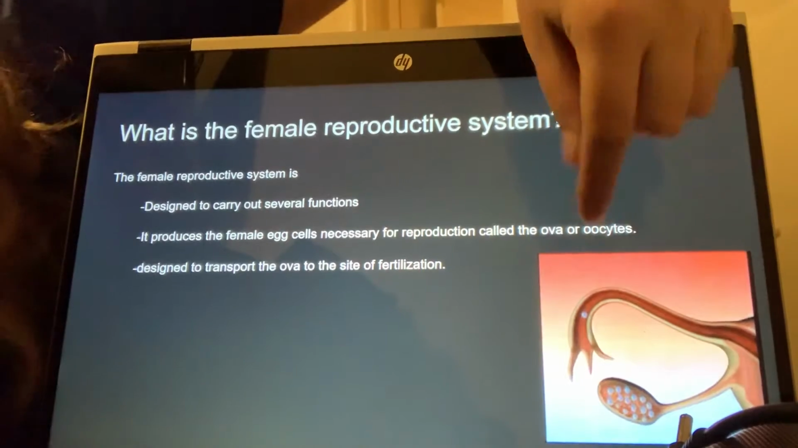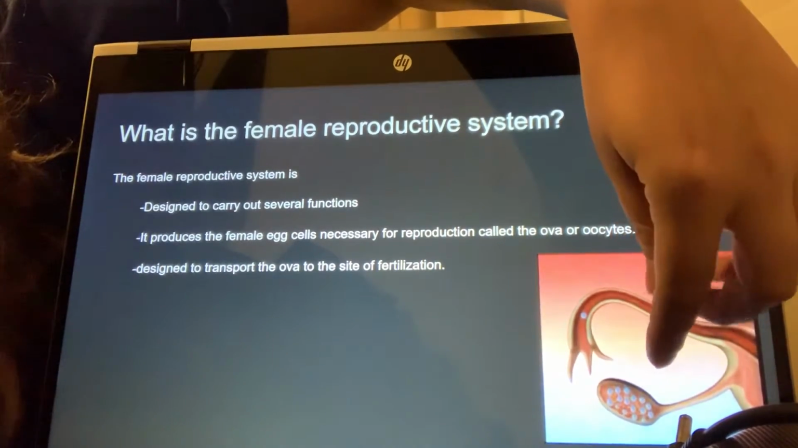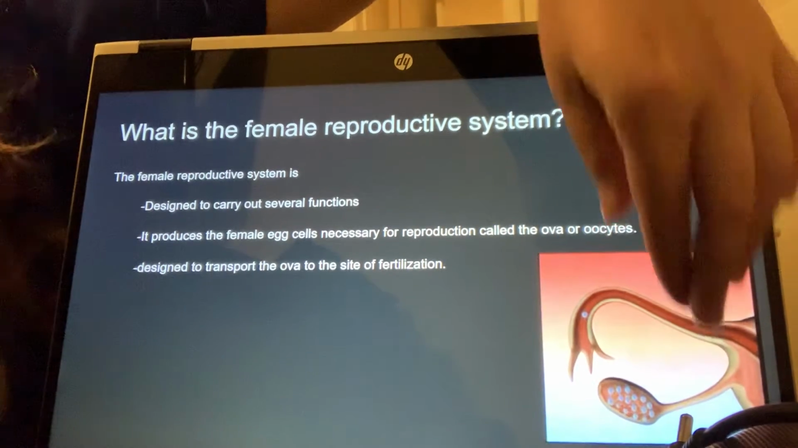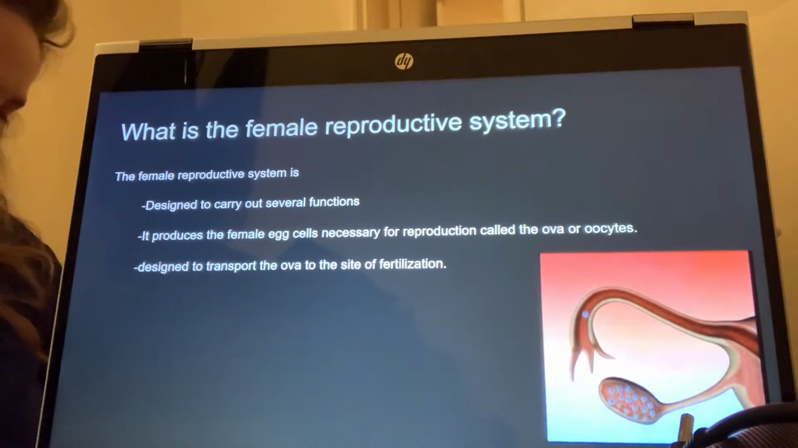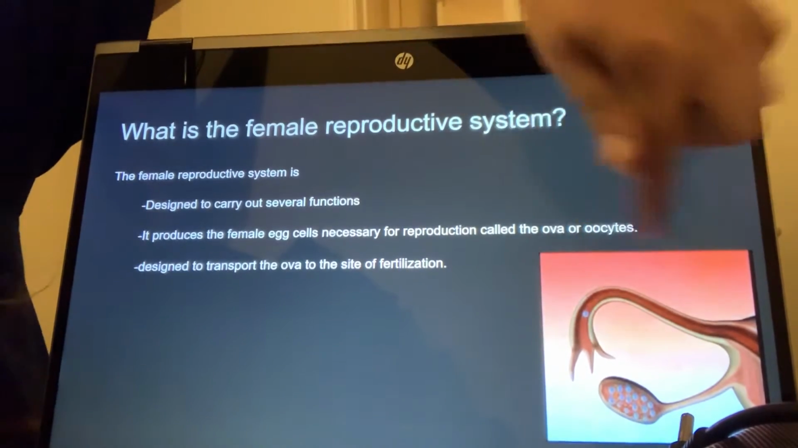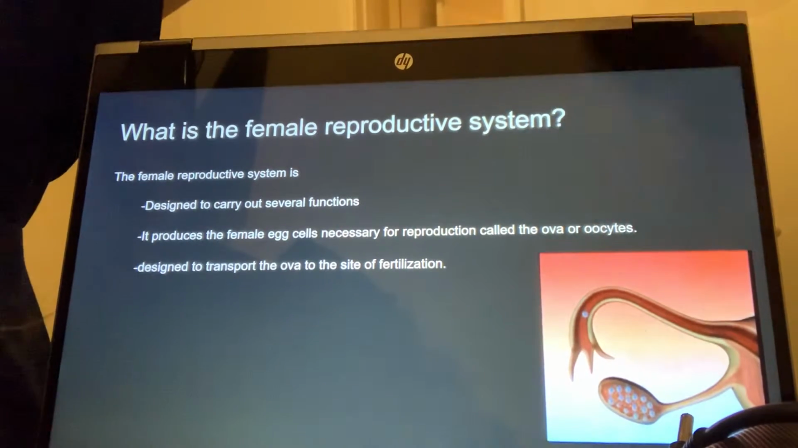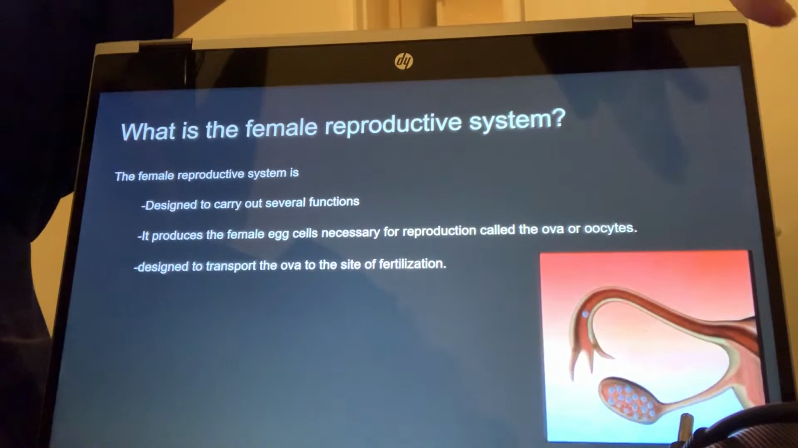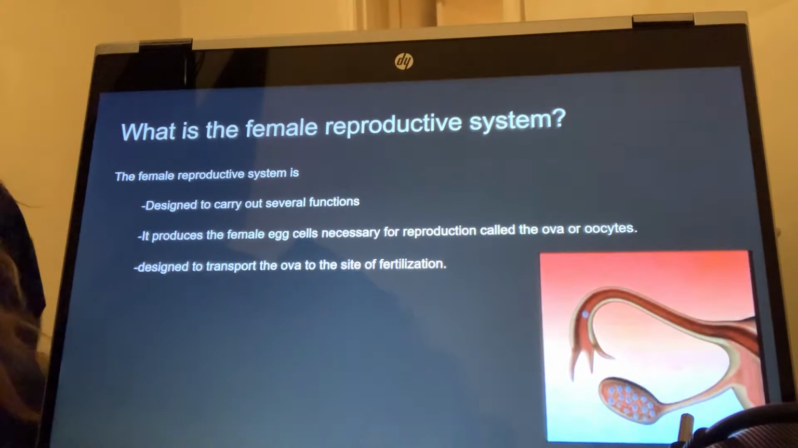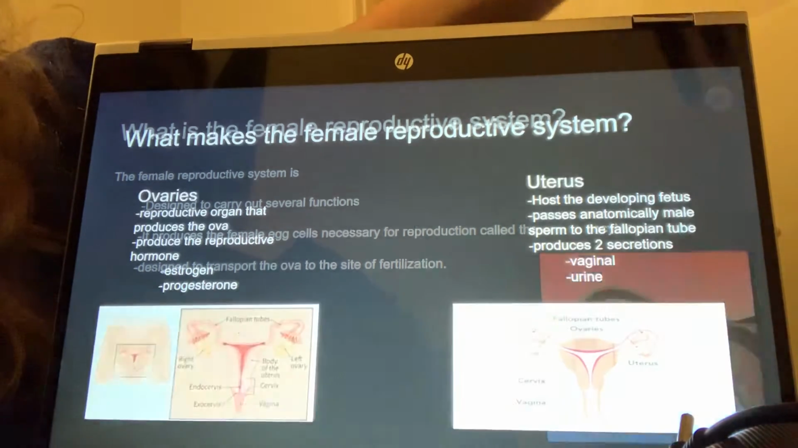This picture over here is the ovary, which is releasing the egg into the fallopian tube. Very important. If the egg doesn't get fertilized, it won't reproduce. It will just dissolve, basically. We'll get more into that.